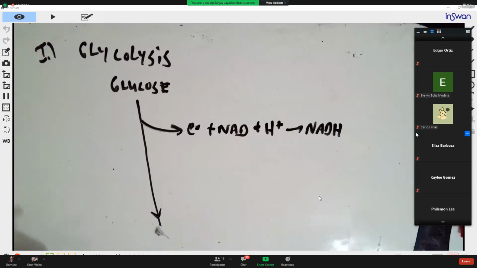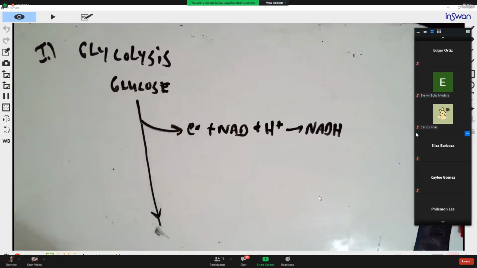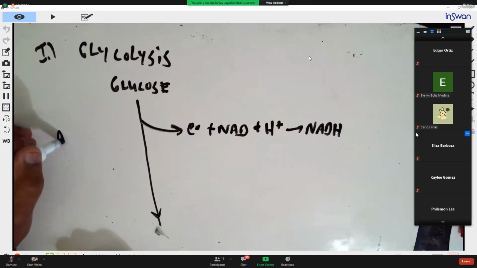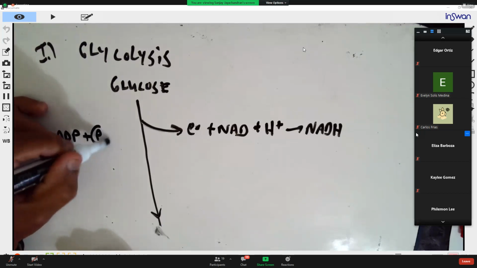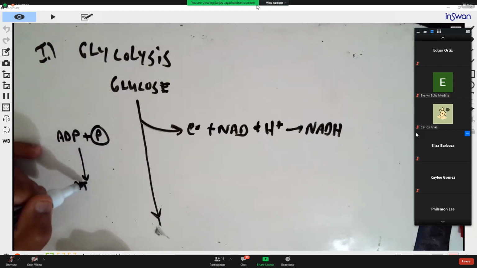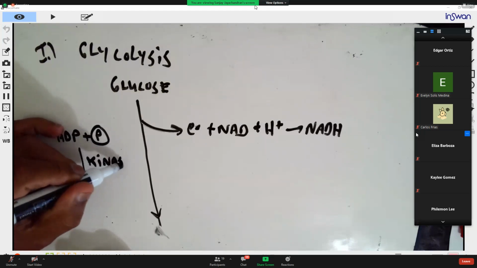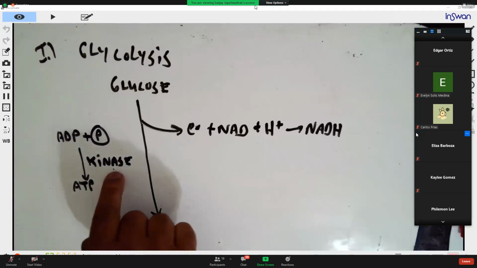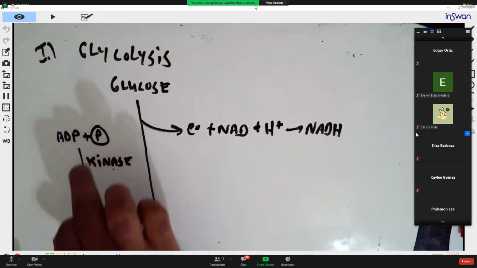Now, as a side reaction, we're not going to make too much ATP. That's our goal, right? But we're going to make a tiny bit here. We're going to take ADP, which stands for diphosphate, 2 phosphate groups, plus a phosphate, and that gives you ATP. The enzyme that does that is called a kinase. So this is like a side reaction. Here's the enzyme, here are the substrates, and here's the product.